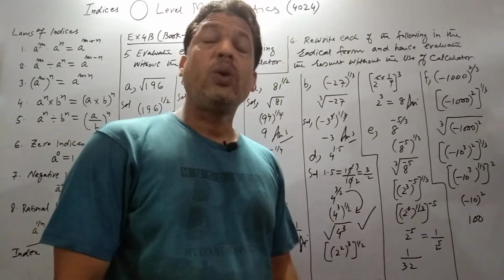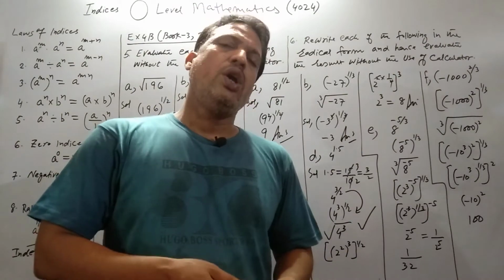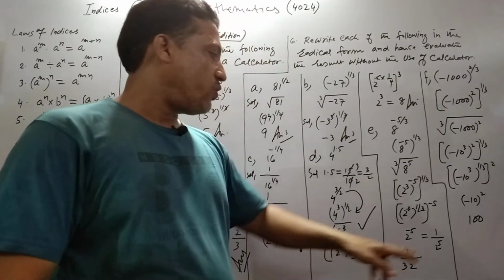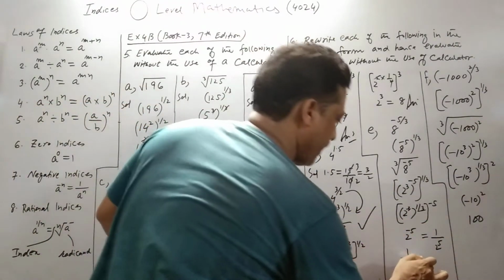1 upon 2 to the power 5 is 2 into 2 into 2 into 2 into 2. 2 twos are 4, 4 twos are 8, 8 twos are 16, 16 twos are 32. So 1 upon 2 to the power 5 is 1 upon 32. This is your final answer.